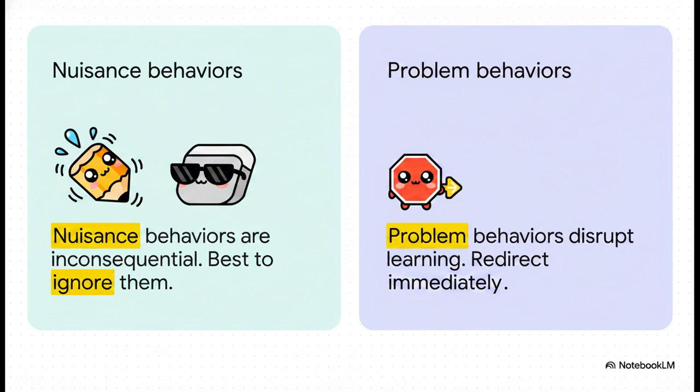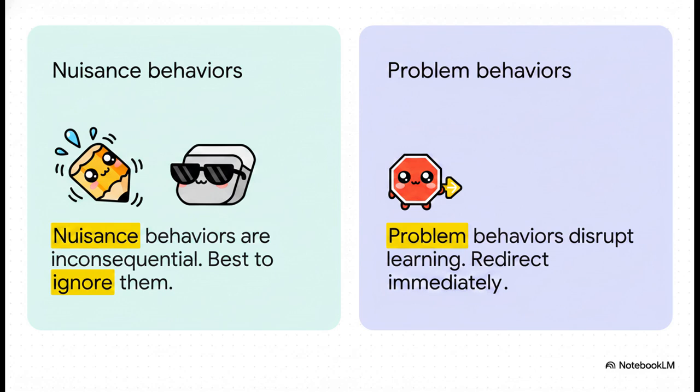On one side, we have nuisance behaviors. These are totally inconsequential. A student bouncing in their seat, or occasionally calling out casually without raising a hand. Historically, these drive teachers absolutely crazy, right? But the trauma-informed action here? Simply ignore them. Let it go.